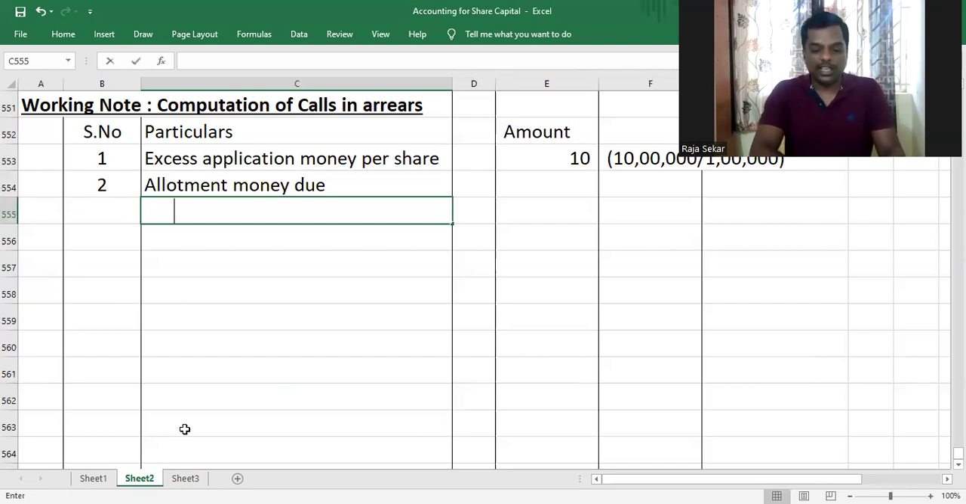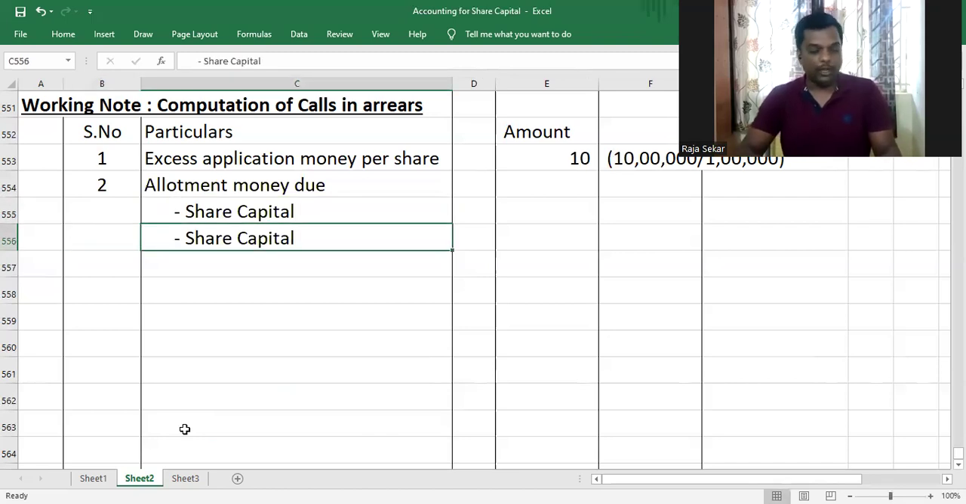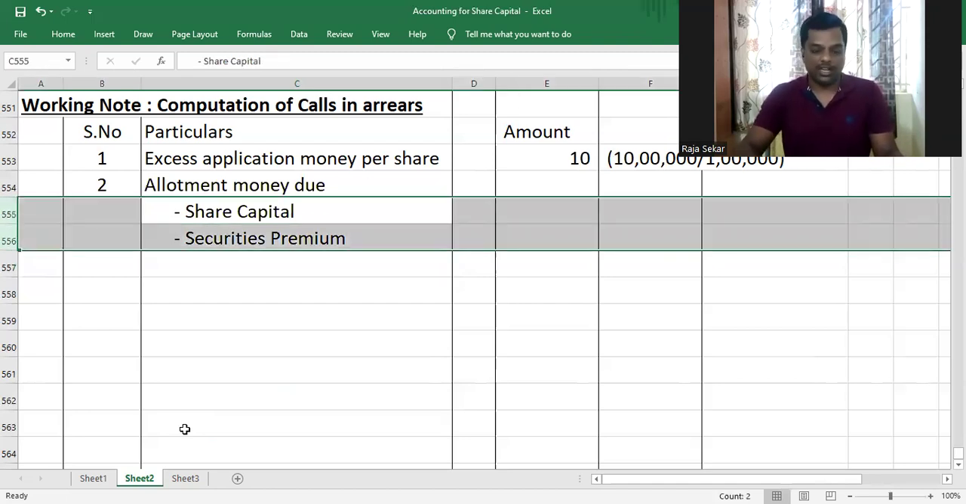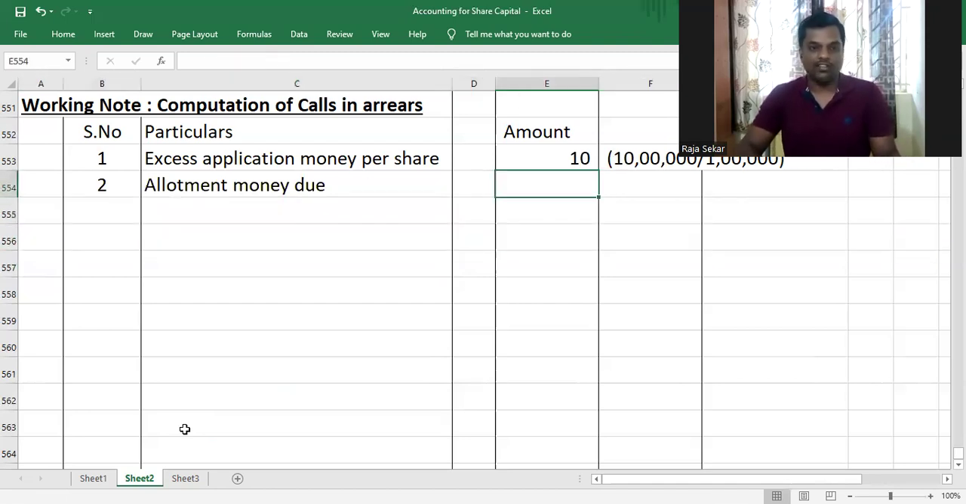Now, if there was securities premium in the question, I would divide the allotment money due into share capital and securities premium portion and write them separately. But as in this question, we don't have any securities premium and there is no need for us to divide. We can write the total allotment money due in a single line item itself. Understood or not? The total allotment money due was 30 rupees, my dear children.